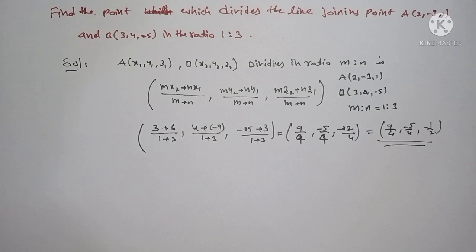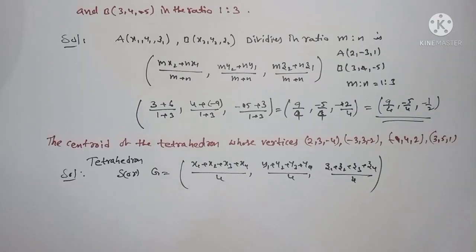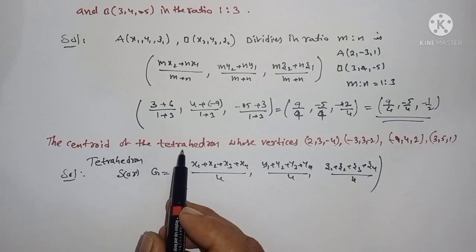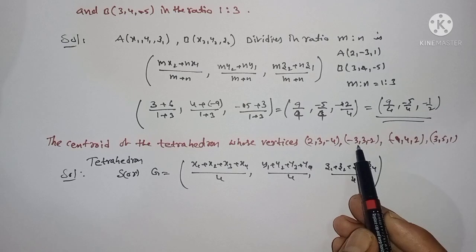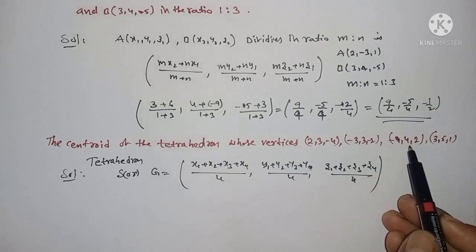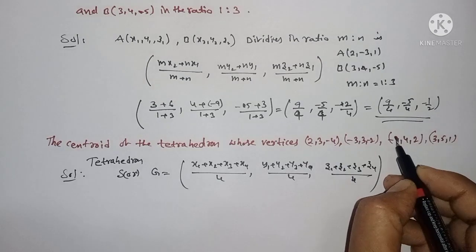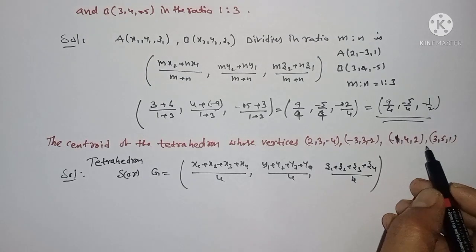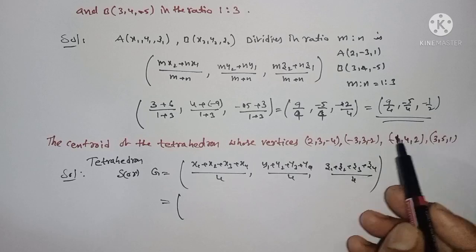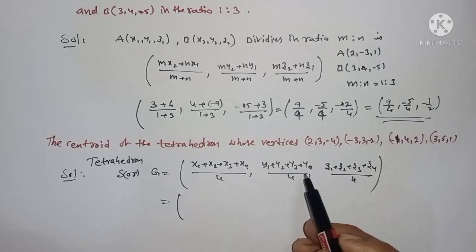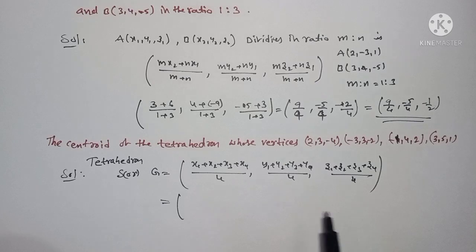Okay, next, 2 marks, very important. The centroid of the tetrahedron whose vertices are (2, 3, minus 4), (minus 3, 3, minus 2), (minus 4, minus 1, minus 1), and (4, 2, 3, 5, 1). Therefore, you have the formula: the sum of all the first coordinates, x1 plus x2 plus x3 plus x4, by 4, y1 plus y2 plus y3 plus y4 by 4, z1 plus z2 plus z3 plus z4 by 4.